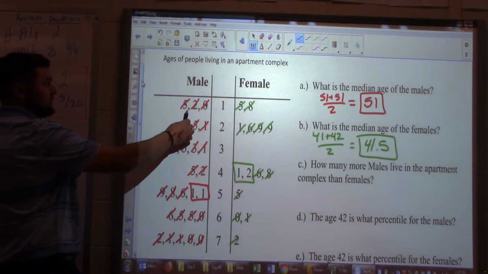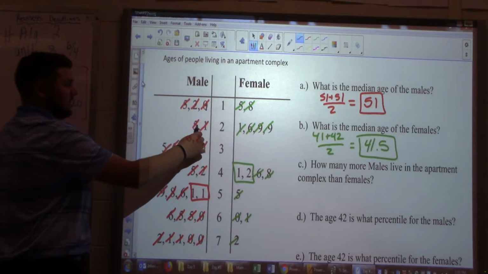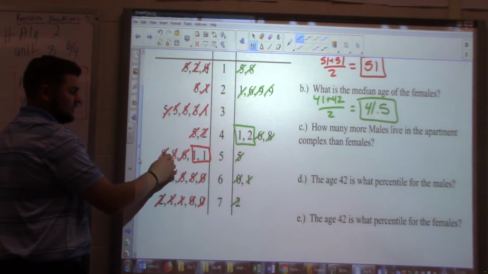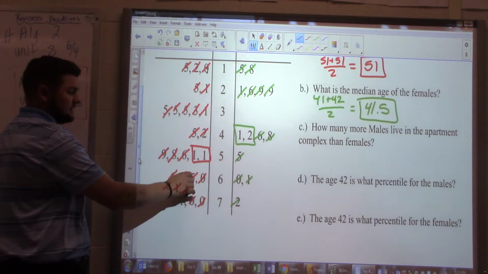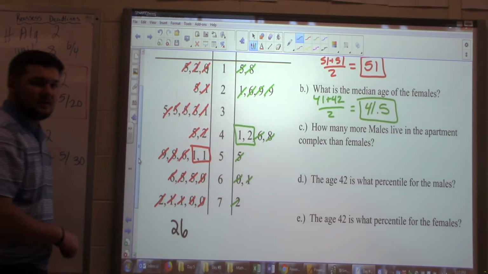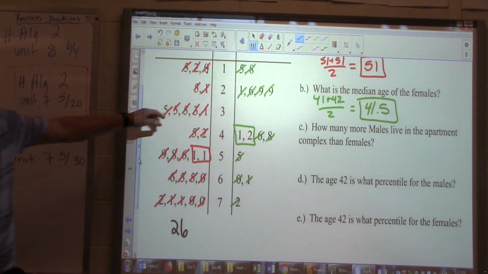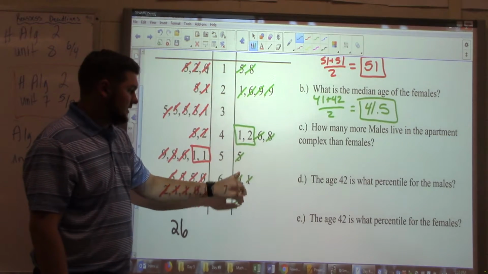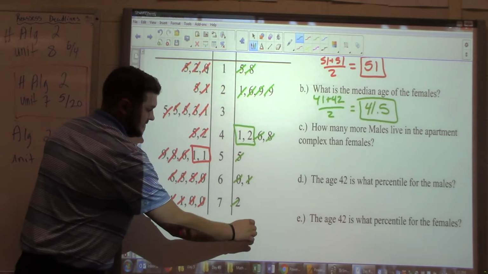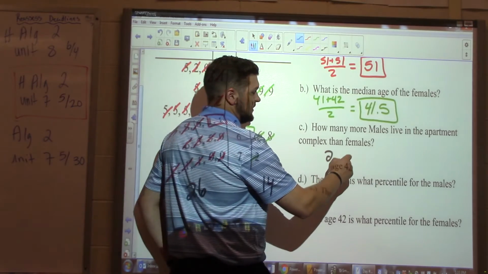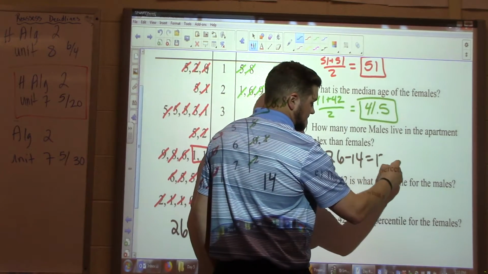So each one of these is one person. So 1, 2, 3 people are in their teens. 4, 5, 6, 7, 8, 9, 10, 11, 12, 13, 14, 15, 16, 17, 18, 19, 20, 21, 22, 23, 24, 25. There are 26 males in the apartment complex. Which means there's 1, 2, 3, 4, 5, 6, 7, 8, 9, 10, 11, 12, 13, 14 females that live there. So how many more males are there than females? 12, right? You just subtract them. 26 minus 14 equals 12.